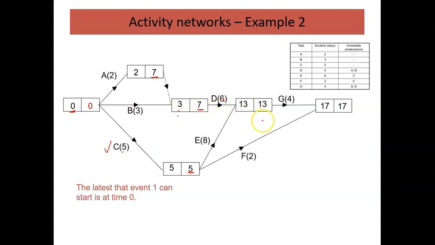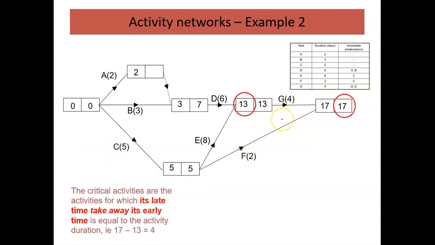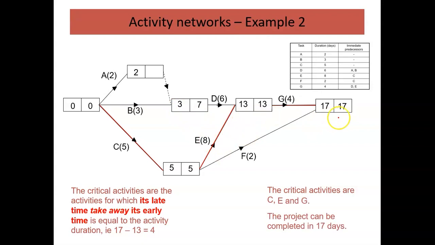That doesn't give me the 6. 13 take away the 5, though, is 8, and that is an 8. So I think that one's a critical activity. And I think this one is as well. Look at this. 17 take away the 13 is 4. Yes, that is. 17 take away 5 is 12, and that's 2. So I think that is my critical activities: C, E, and G. Now, again, I need to state how the project can be completed.